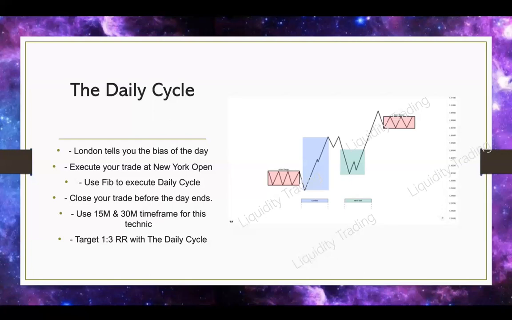You wouldn't like to close trades on another day, as many times as the daily cycle completes the pattern, in Asian range, you would be seeing a trend reversal in the market. Now, therefore, close your trades always before the day ends. And only use the 15 and 30-minute time frames for this technique, and target a 1 to 3 risk reward when you close the trade.